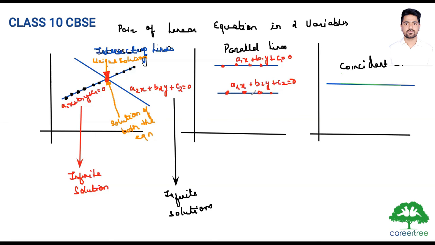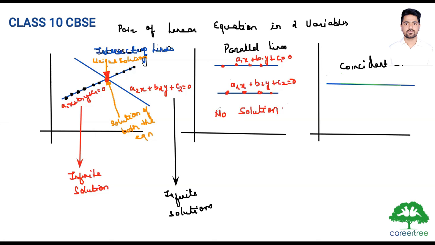Okay, so in this case, will we get any solution? This has infinite solutions, right? Correct. There's no particular point which will satisfy both the lines. So in this case, we will get what? No solution.